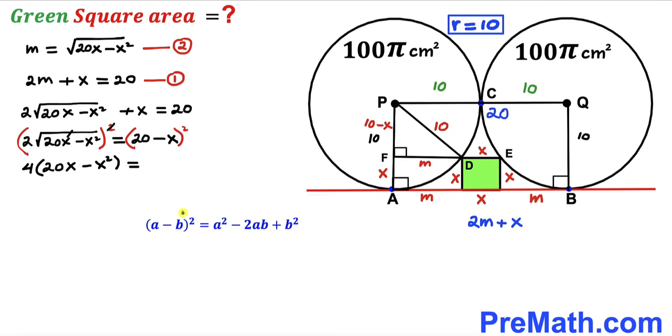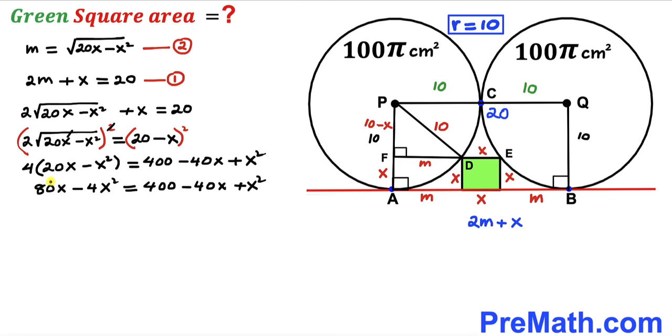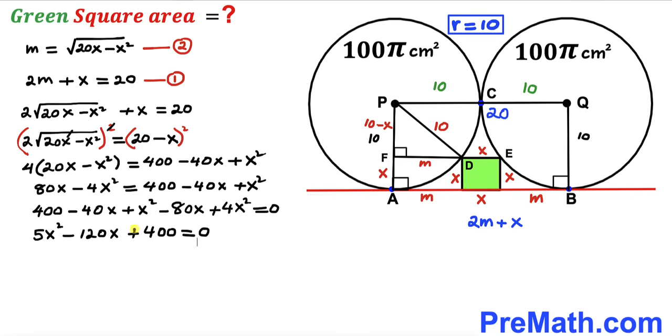And now let's recall this identity once again. We are going to apply this one on the right hand side. So this is going to give us 400 minus 40x plus x square. And now we are going to distribute this 4. And now I'm going to move everything on the other side. As you can see in this next step, now we are going to combine these like terms. And now we can see all these terms are divisible by 5 across the board. So I'm going to divide by 5 across the board to make our job simple.